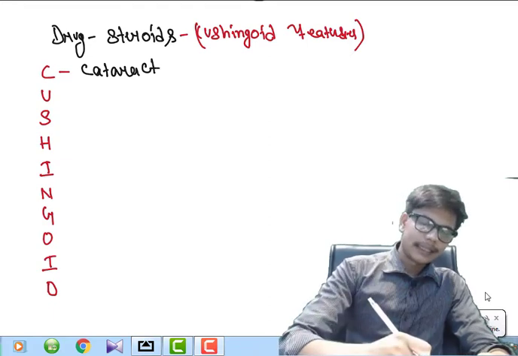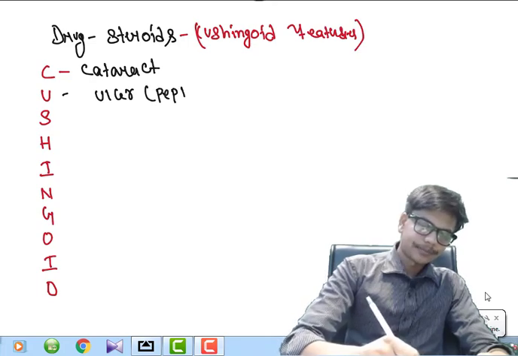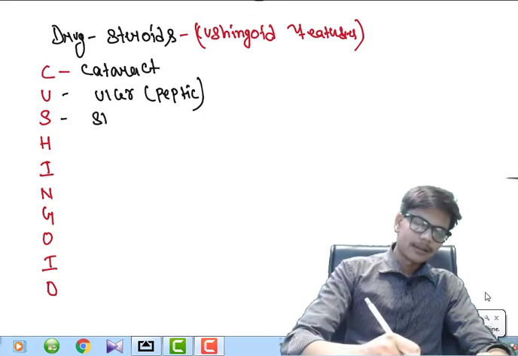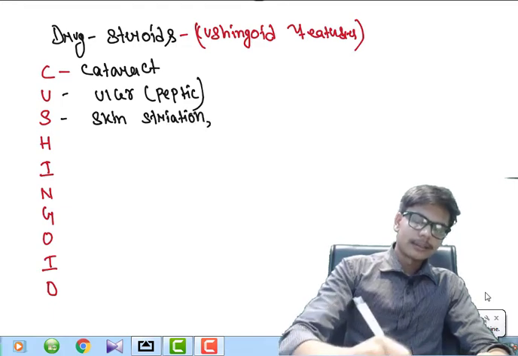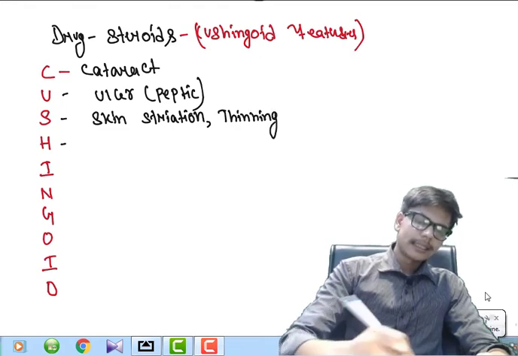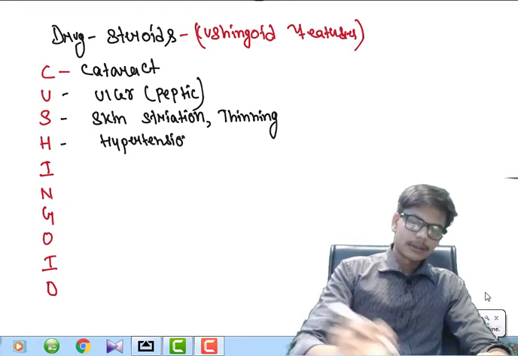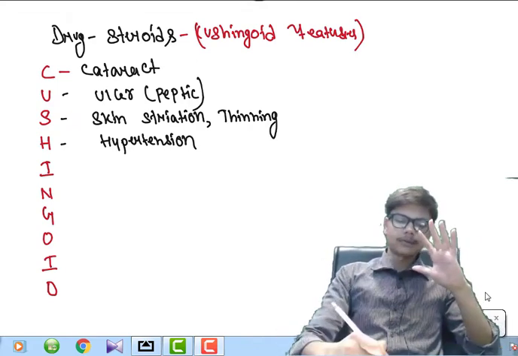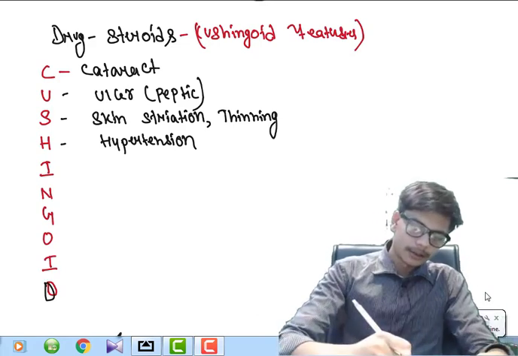Steroid use can cause cataract as well as ulcer, mainly the peptic ulcer. It can lead to skin changes in the form of skin striation, thinning of the skin. It can lead to hypertension. Steroid use anywhere, not only in nephrotic syndrome, can lead to all these features known as Cushingoid features. This is because of steroid toxicity.